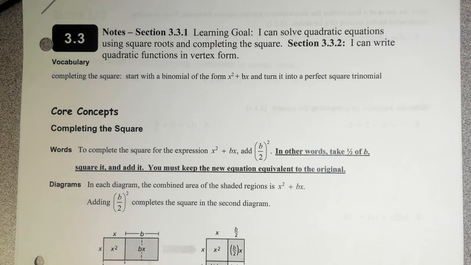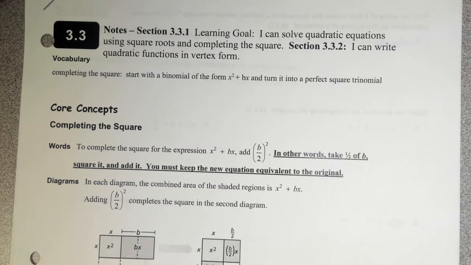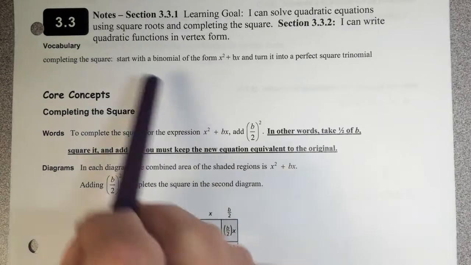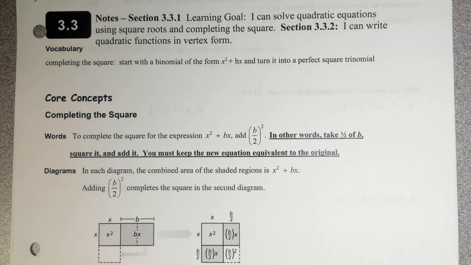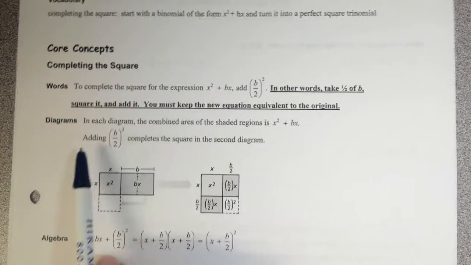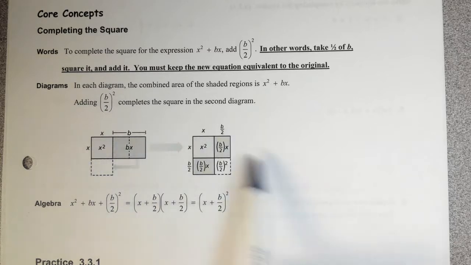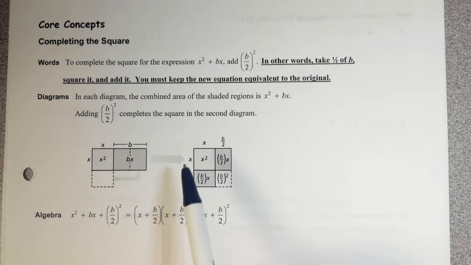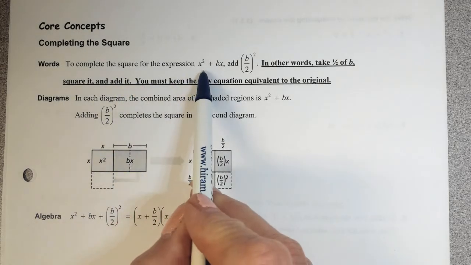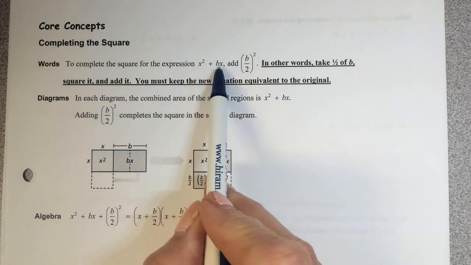Alright guys, so today we're going to be starting a concept called completing the square. And we're going to be talking a lot too about these square roots that we've been dealing with. This shows you a visual representation of how you can complete the square. I think it's a little bit confusing to look at it like this, but here's the way that we always complete the square: we're going to take half of this term.